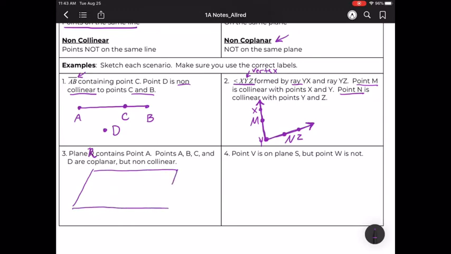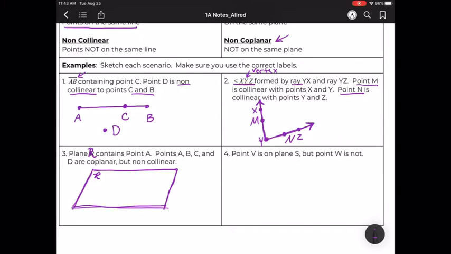Just draw this kind of rectangular region. Make it look a little slanted if you can. It doesn't have to be perfect. Okay, we're going to label that plane R. And now it contains point A. So that means somewhere on that plane, we've got point A.